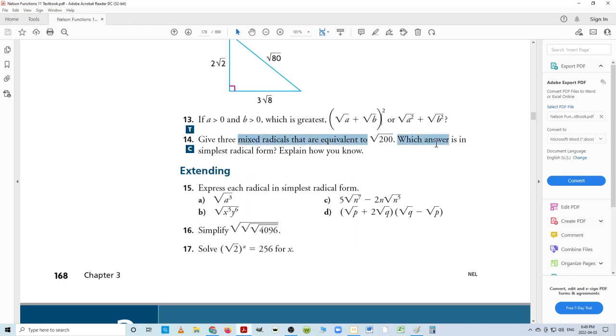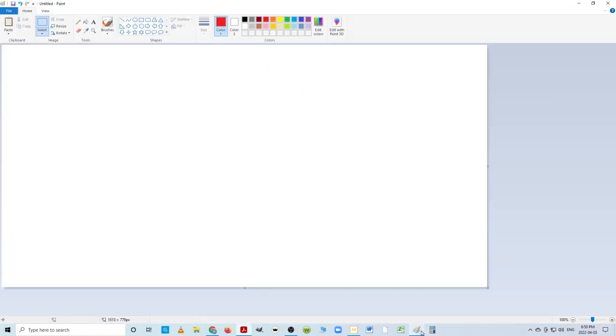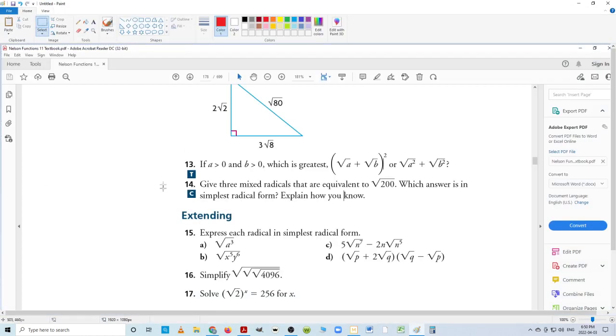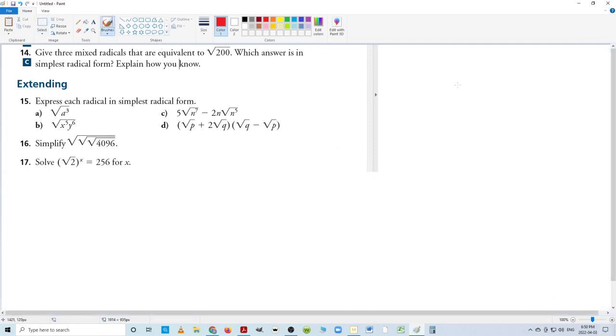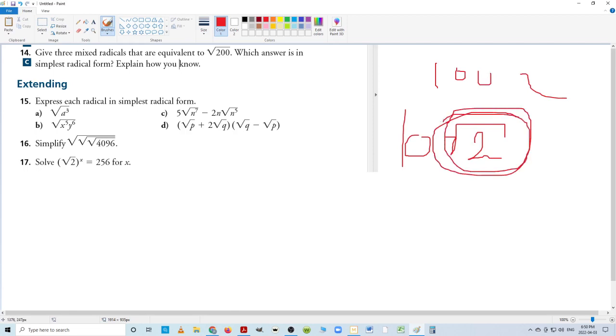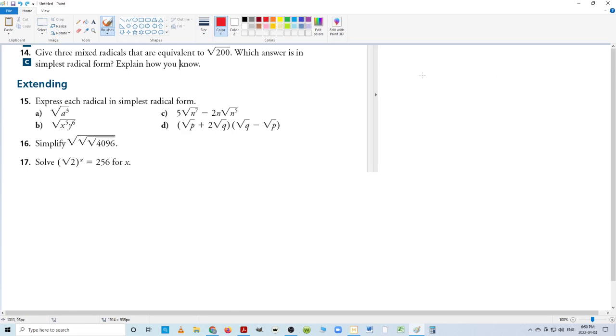And then, give 3 mixed radical equivalents to 200, which answers the simplest radical form. Explain how you know. Really? Kind of a waste of time. Okay. Well, you can go 100 times 2. So that's 10 square root of 2. So far, that's the simplest form because that's the smallest radical I can come up with. So 10 square root of 2, I would say, is the simplest one.